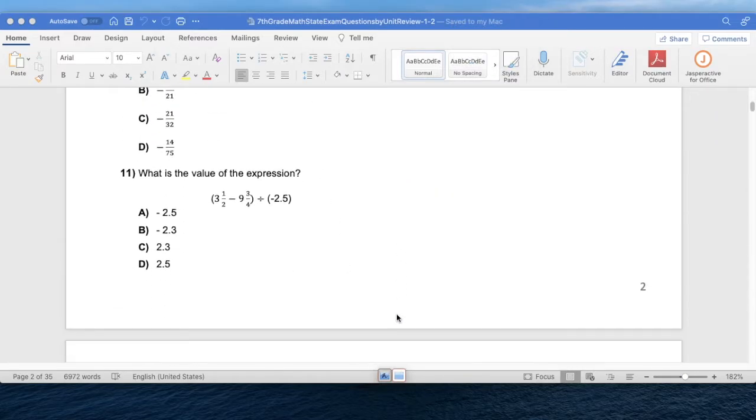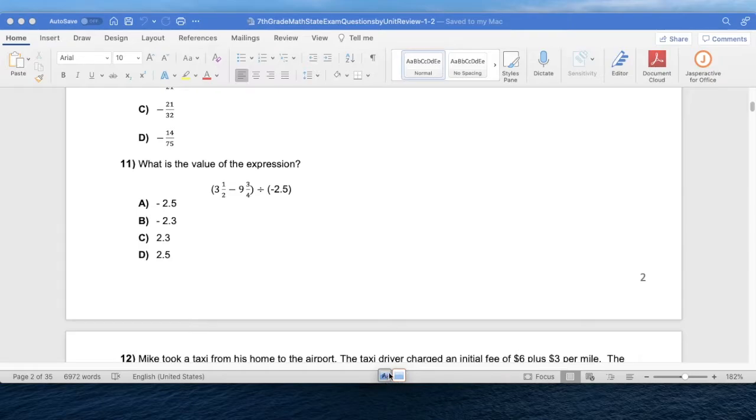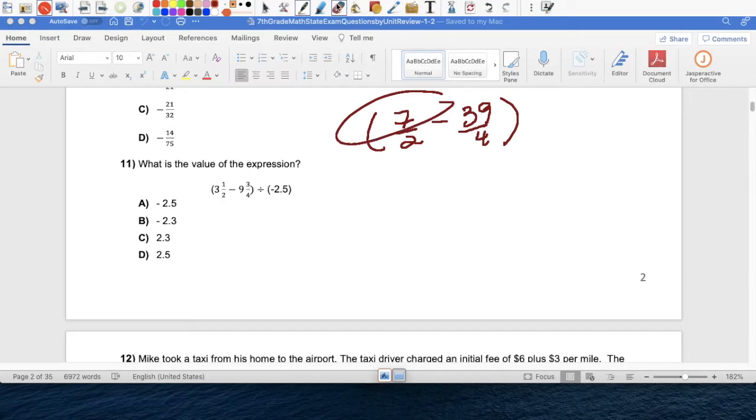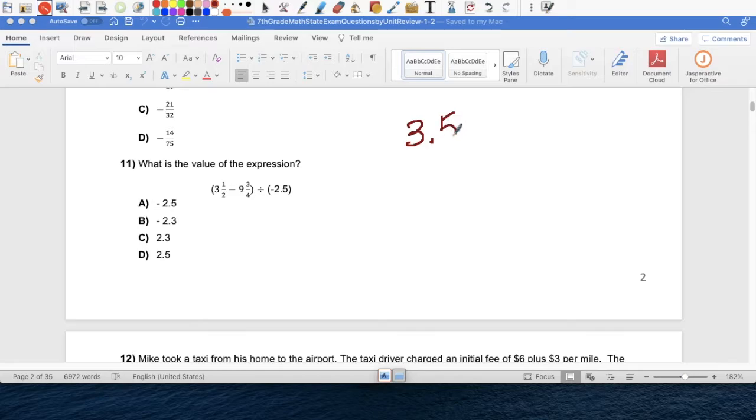11. What's the value of that expression? I will do it the long way, just in case you need to do it. I don't think you do. So let's change that to an improper fraction. So I get 7.5 minus 39 over 4. And we're going to divide that by, so my answer is in decimal, so I made a huge mistake. I definitely changed that to 3.5. This becomes 9.75, and then we're going to divide it by 2.5.